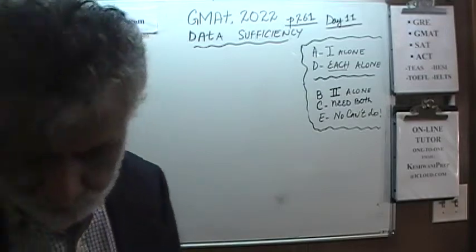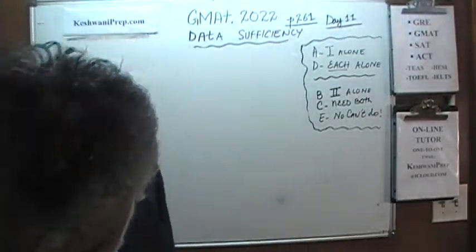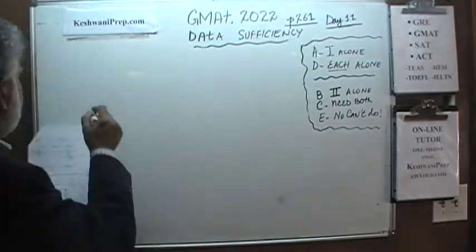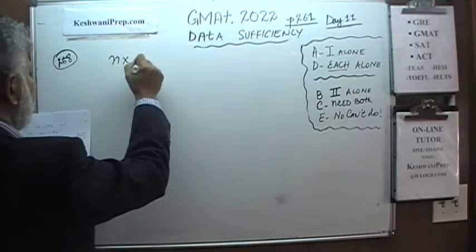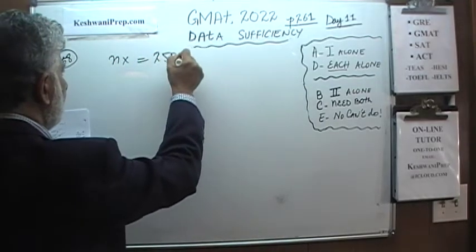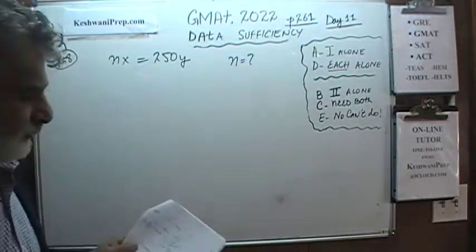Do you understand? When there is not enough information, we just move on. That was number 267. Let's look at 268 in the next column. In 268, we are told that N times X equals 250 Y. What we want to find out is, what's the value of N?